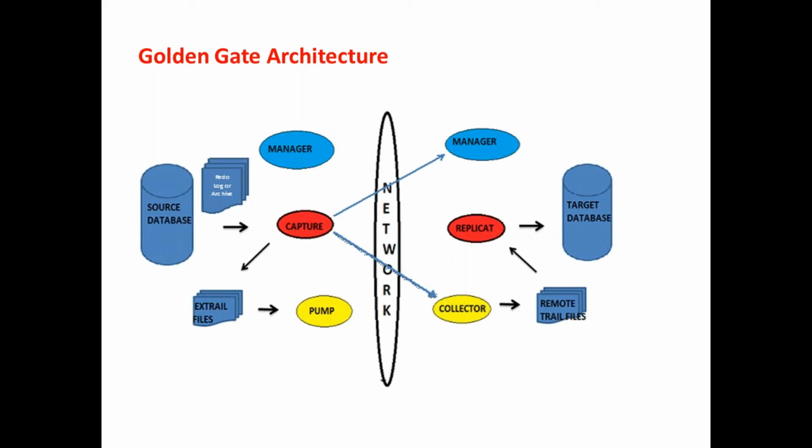Now assume the pump is there. What will happen if the network is down? The pump will definitely crash, because it is not able to send the data, so it will abend. But at least capture is up. Capture is still capturing the data and putting it into the trail file. Trail files keep on piling up, maybe 2, 3, 4 hours. Even if the network is down, at least we have the trail file. Once the network is up after being down for 4 hours, it just needs to send the data, because the data is already captured from the database.